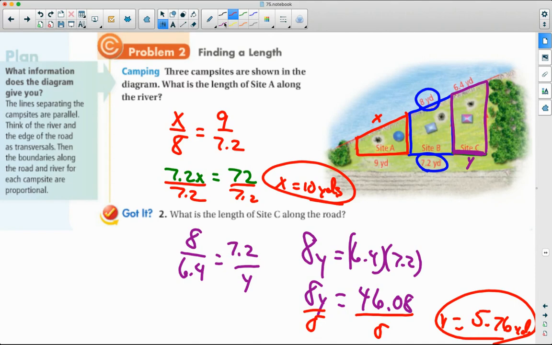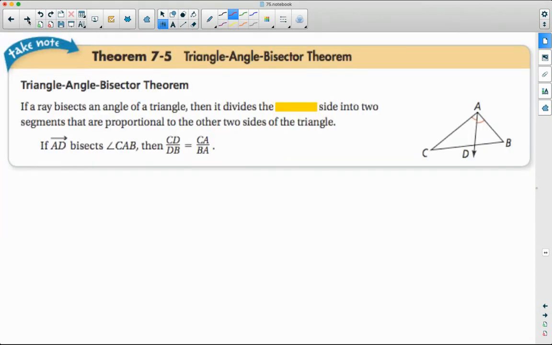Any questions with that? All right, good. Again, as long as your cross product is the same, then how your brain works to set up a proportion can be up to you.